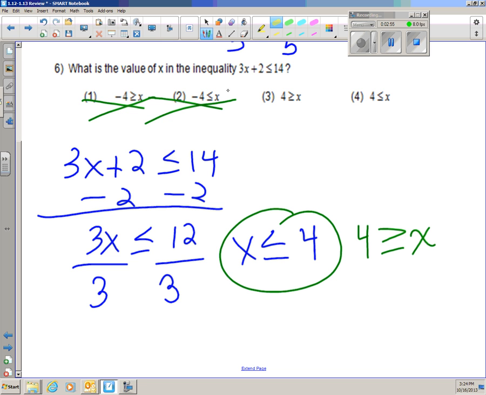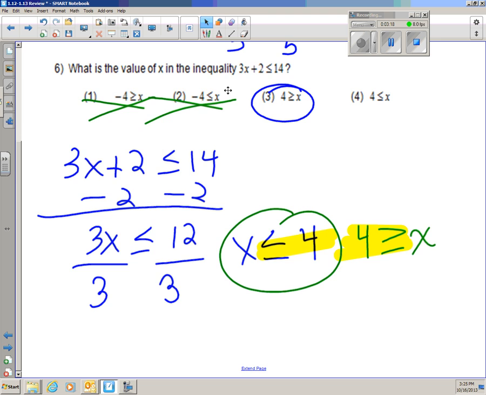If I get the highlighter, okay, the fact that my inequality symbol is open to that positive 4, it's still open to that positive 4. I did not reverse the symbol. I just rewrote the solution. So now, when I rewrite it, 4 is greater than or equal to x, and the choice is 3.